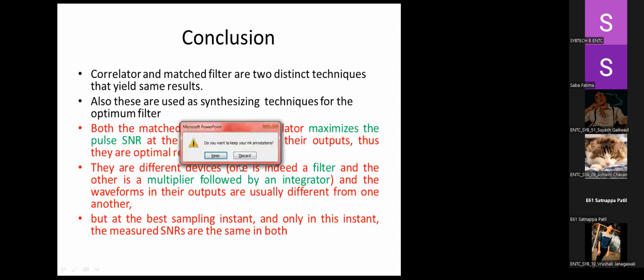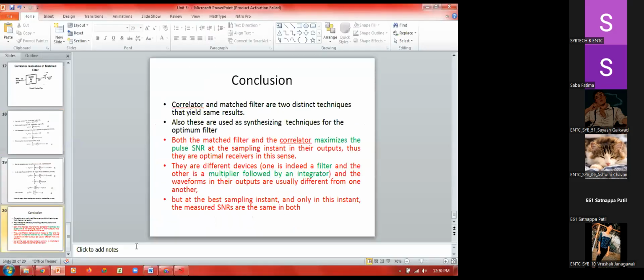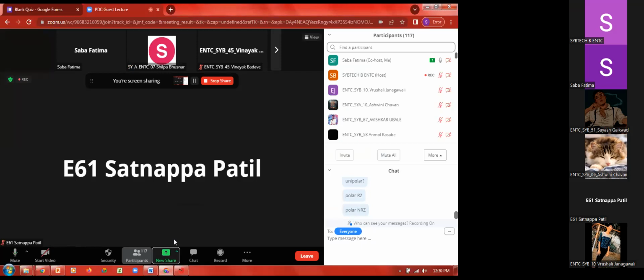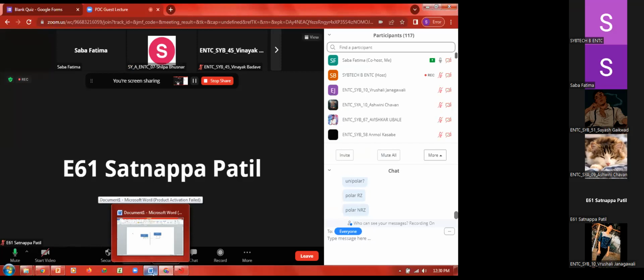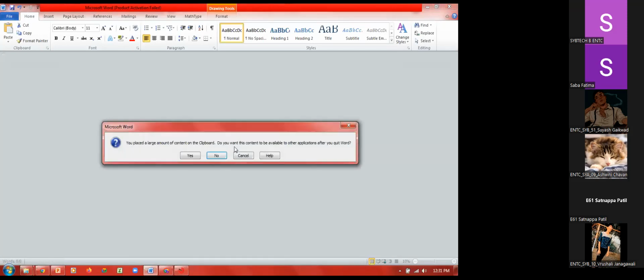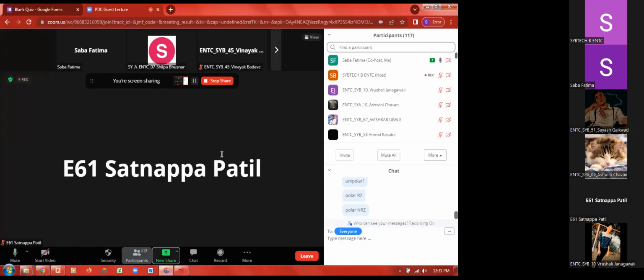Okay, at a given instant when we are measuring the signal to noise ratio at a given time interval or at a given rate, the signal to noise ratio of both matched filter and correlator turns out to be the same. So for that reason, we consider them as optimal receivers, or optimal filters also you can say. When I'm saying filter, receiver, the meaning is same. Optimal receiver is not different from optimum filter. Both are same only. Fine.